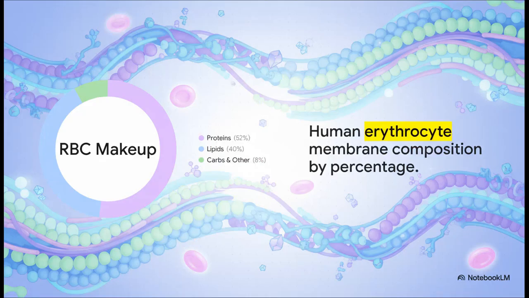To put some numbers to that, let's take a human red blood cell. Its membrane is this highly tuned, complex border. It's primarily comprised of 52% proteins and 40% lipids. That leaves about 8% for carbohydrates and other helper molecules. It's a highly specific ratio that gives the cell membrane the exact structural properties it needs to survive the turbulence of your bloodstream day in and out.